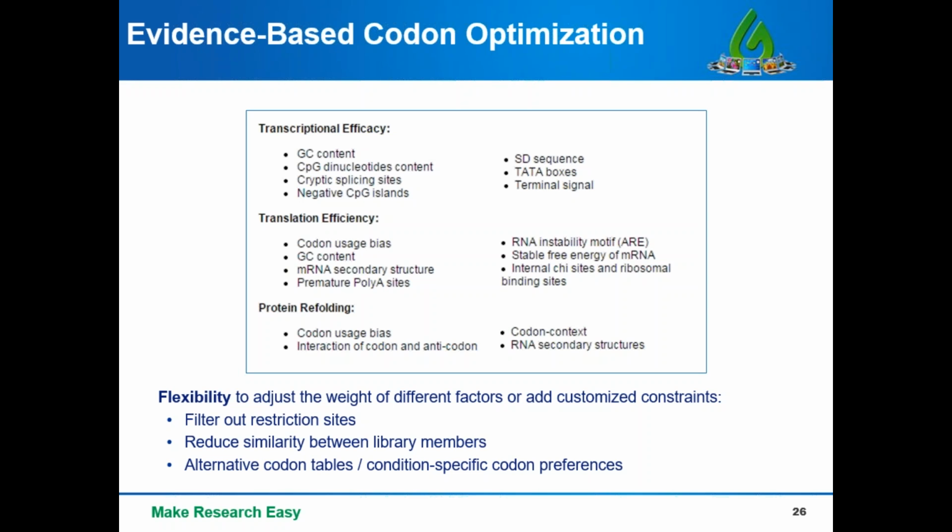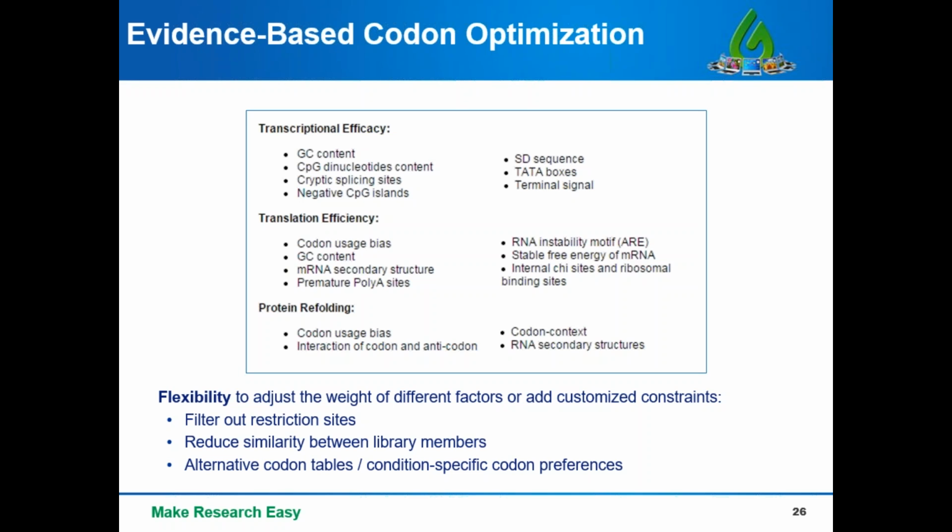And so you'll want a codon optimization tool that will take all of these into account to give you the best optimized sequence possible for your gene of interest. And also, you'll want flexibility to adjust the weight of different factors and/or add customized constraints.